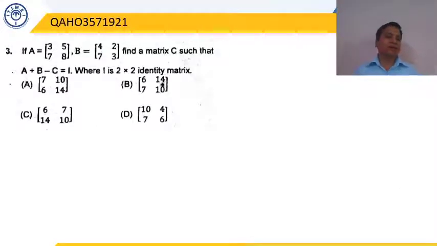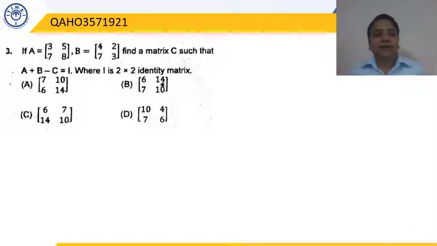Question number 3. A 2 by 2 matrix A is given to us: 3, 5, 7, 8. B is given to us: 4, 2, 7, 3. We have to find a matrix C such that A plus B minus C is equal to I, where I is a 2 by 2 identity matrix. Matrix A is given, matrix B is given, we have to find the value of matrix C. A plus B minus C is equal to I is a result which is also given.